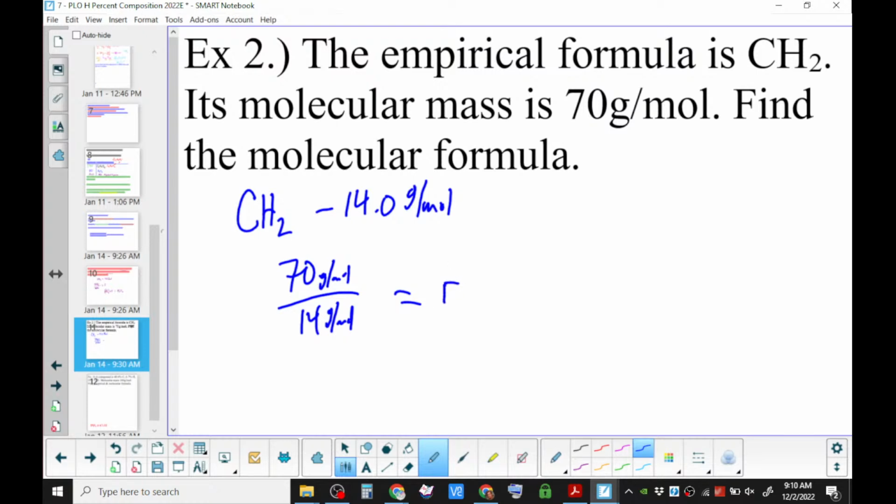Or just 70? Yeah. 7 goes in that twice, goes in that 10. Yeah, so exactly. 10 divided by 2. But fine. Final formula then would be 5, and then it is CH2 times 5, which is C5H10.